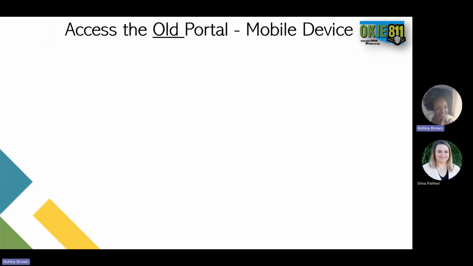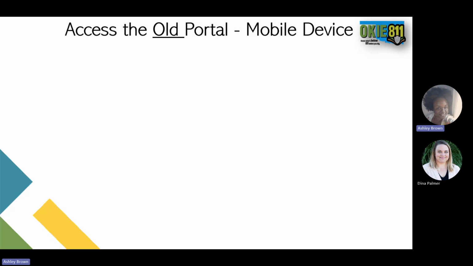If you're trying to access the old Oki 811 portal from a mobile device, the process is slightly different. Now, keep in mind that the only features that the old portal has that are not available in the new portal are membership info, which you'll use to verify your information, the reports feature, and then the queue feature. You're likely to have a better experience using those features on the old portal on a desktop computer.